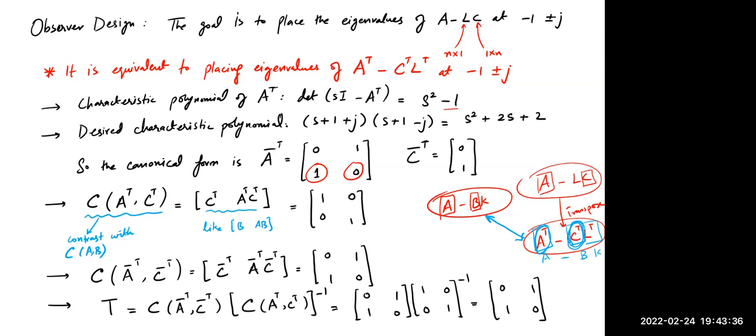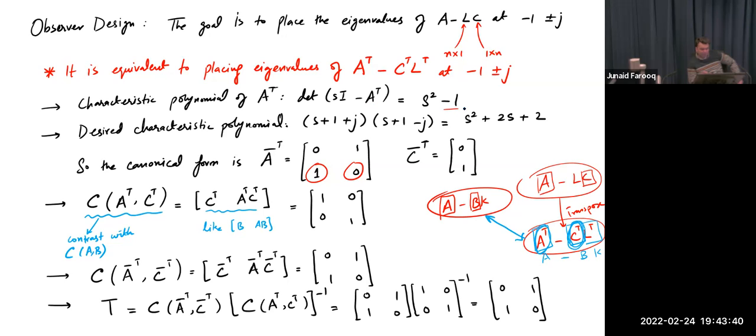So we started off with a characteristic polynomial of A transpose, which turns out to be S squared minus 1. Then we went on to the desired characteristic polynomial, which comes from the pole locations. So it is here. Now, canonical form of A bar transpose. Remember, we are dealing with a transposed world now. So instead of looking at canonical form of A, we will look at canonical form of A transpose bar. So that's going to be like this, where 1 and 0 are coming from this expression. And instead of your B bar, your C bar transpose is of this form.